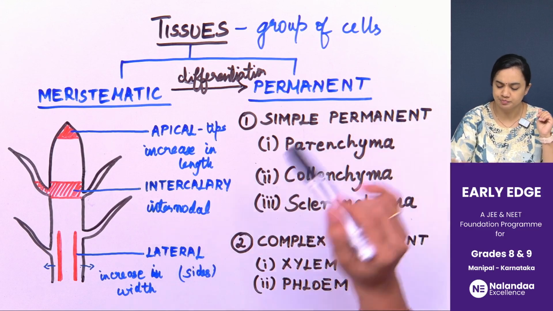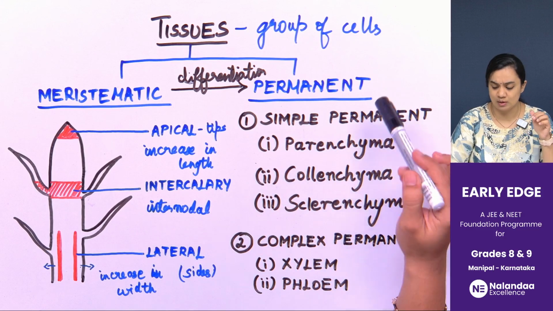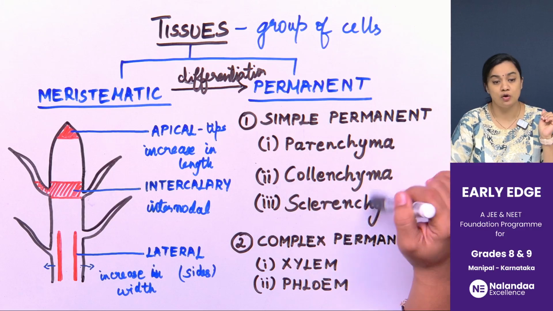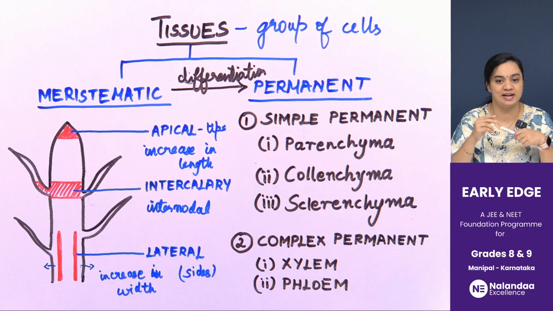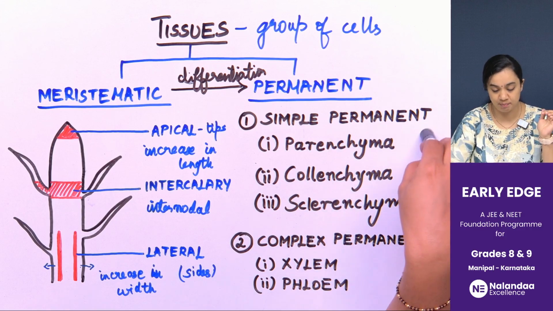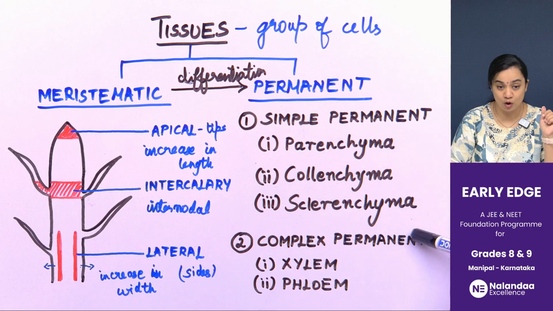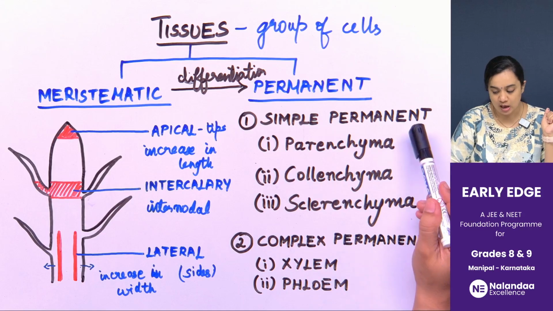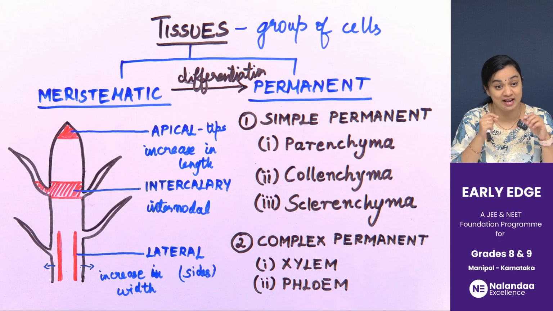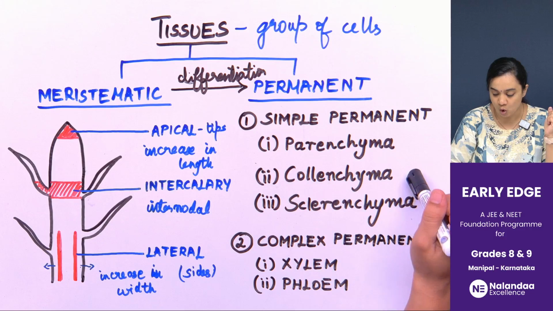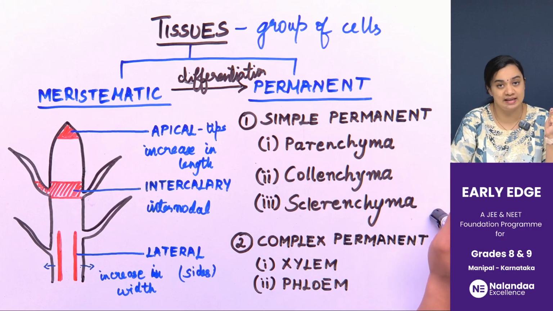So under permanent cells we have simple and complex permanent tissues. Under permanent tissues we're going to talk about two different types, which is simple permanent tissue and complex permanent tissue. Now a simple permanent tissue consists of only one kind of cells. Examples, we have parenchyma, collenchyma and sclerenchyma.